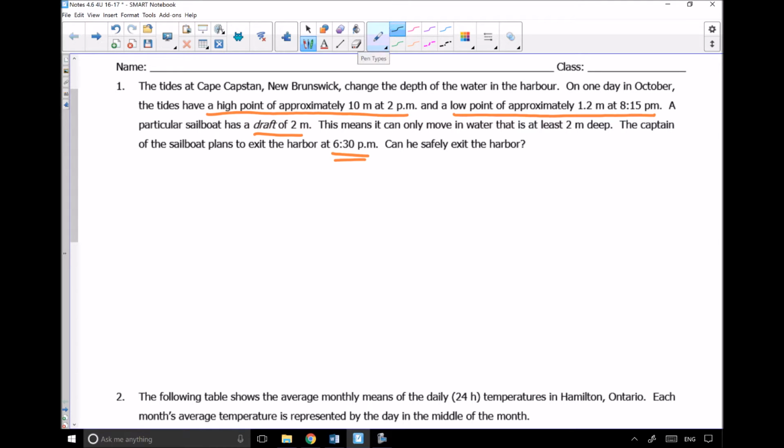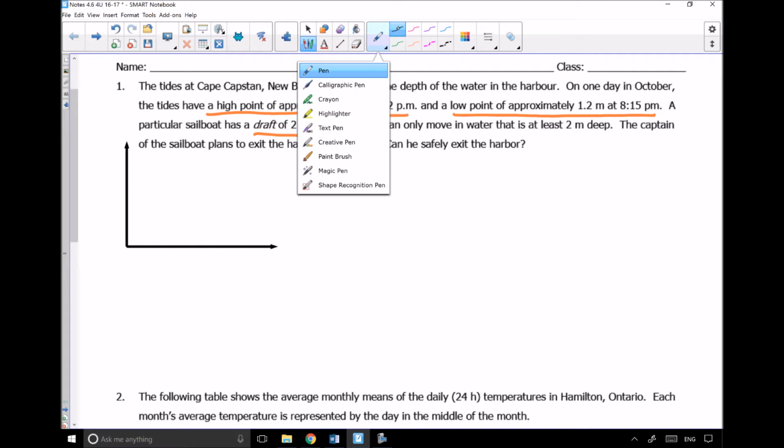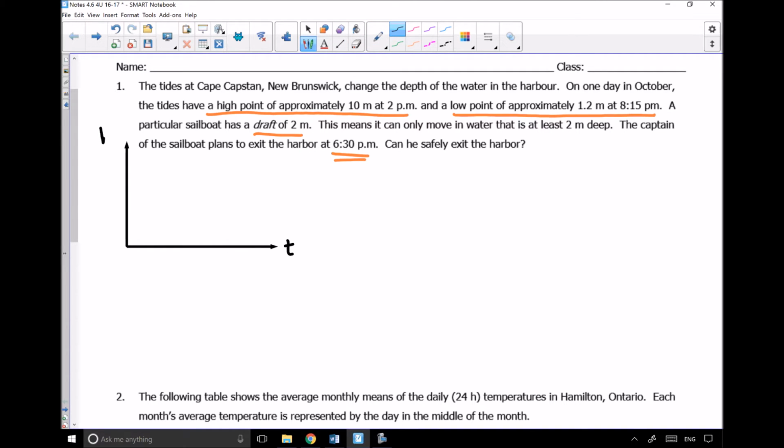So the first thing I want to do is draw a sketch of what's happening here. I know that I've got a height of my tide, and I also know that I have the amount of time. So I'm going to label this time, because that's my independent variable, and I'm going to label this height, so it's my h of t. And I know that it starts at 2 p.m., so I'm just going to put 0 here, and then say this is 2 p.m., 3 p.m., 4 p.m., so on and so forth, and I'm going to keep going until I get to a little bit past 8 p.m. because we need 8:15 p.m.